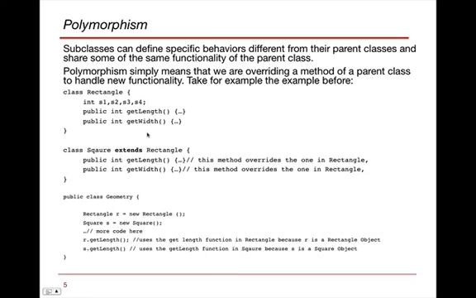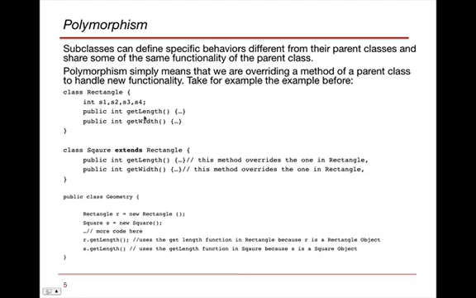Now, when we talk about polymorphism, polymorphism is a topic within object-oriented programming. Basically, it says that subclasses can define specific behaviors that are different from their parent class, even though they'll use the same name. This is basically called overriding. So here we see we have class rectangle with the declaration of the integer variables. I have two methods, getLength and getWidth, which perform some action. I now have class square extends rectangle.